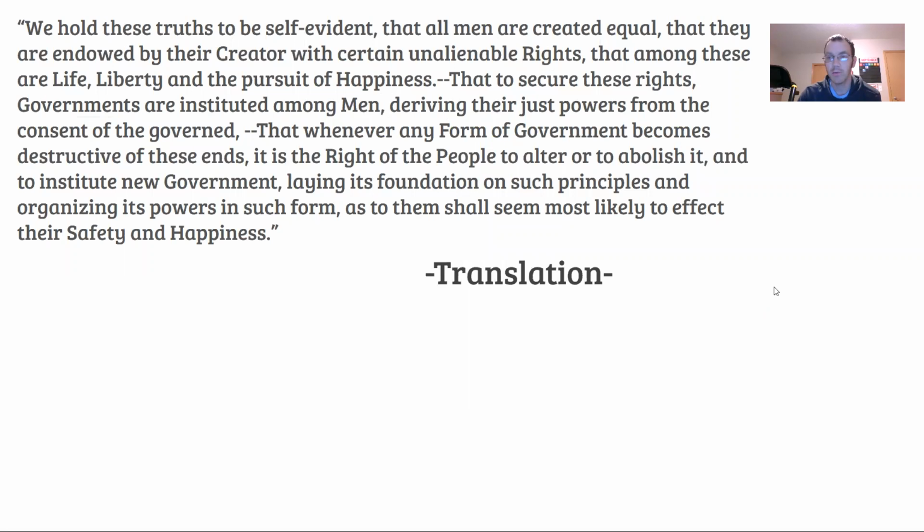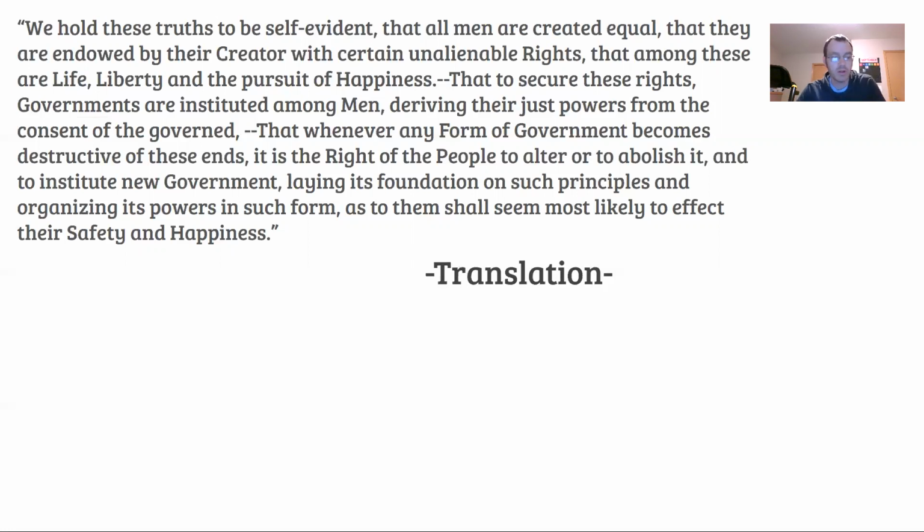So the second part, the preamble, we're going to break into a few slides. We hold these truths to be self-evident, that all men are created equal, that they are endowed by their Creator with certain unalienable rights, that among these are life, liberty, and the pursuit of happiness, that to secure these rights, governments are instituted among men, deriving their just powers from the consent of the governed, that whenever any form of government becomes destructive of these ends, it is the right of the people to alter or to abolish it, and to institute new government, laying its foundation on such principles and organizing its powers in such form as to them shall seem most likely to effect their safety and happiness.